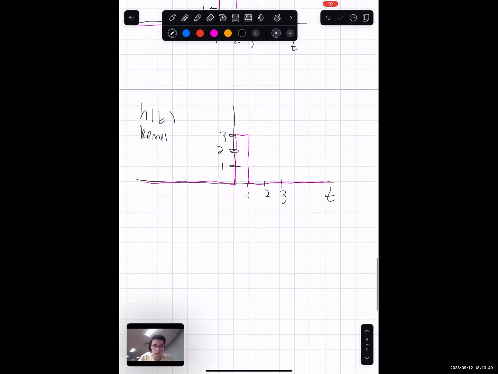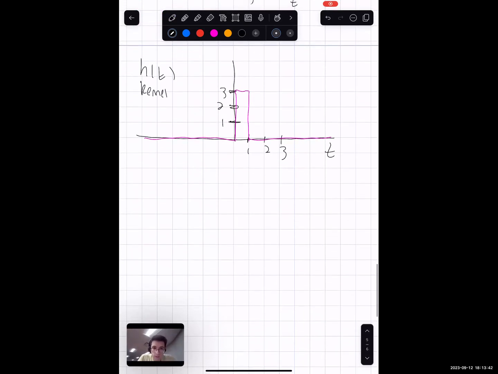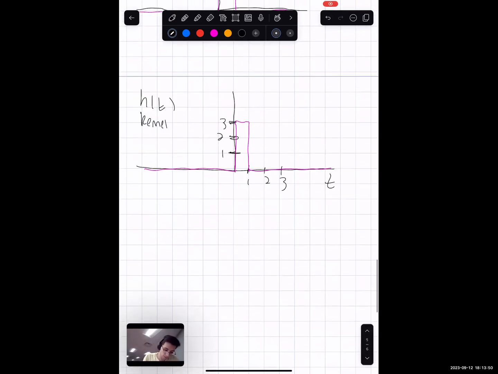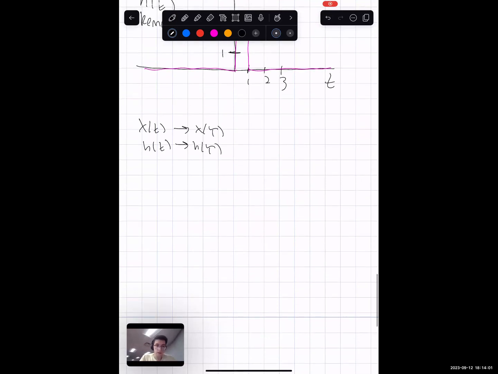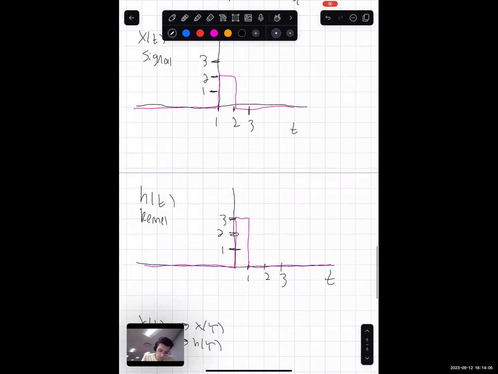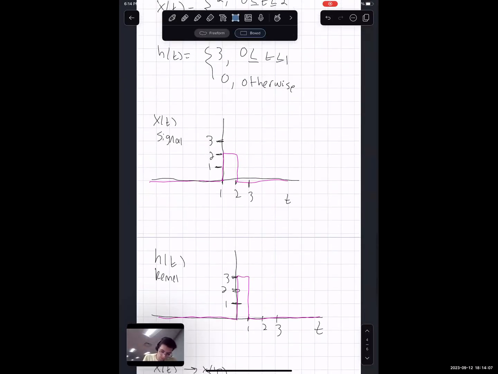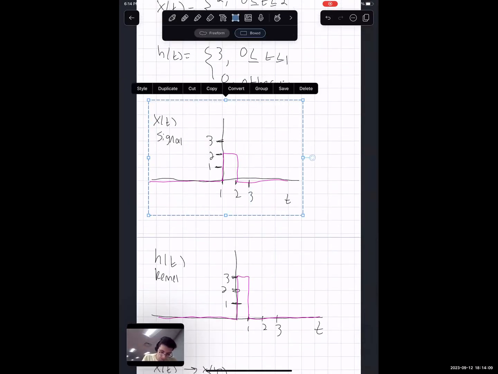Okay, so does anybody remember the first step? I'll give you a hint. We're going to replace this t with our dummy variable tau. It's not really a hint, I just gave you the answer. You're welcome. So we're now going to turn x of t to x of tau and h of t to h of tau. And so what does this look like? It is the exact same thing, but we just replace it with tau.